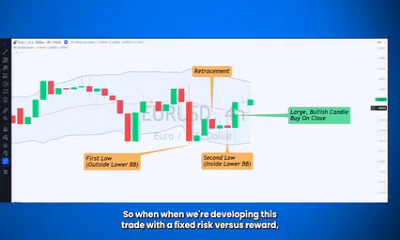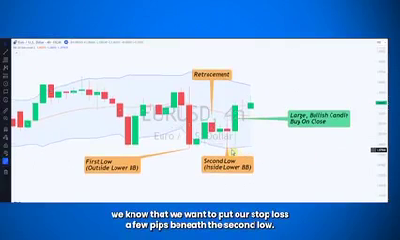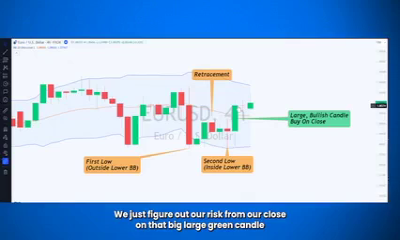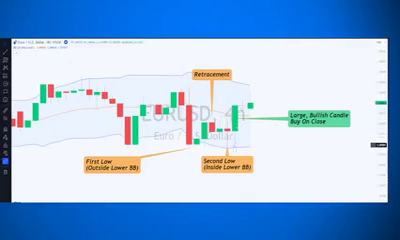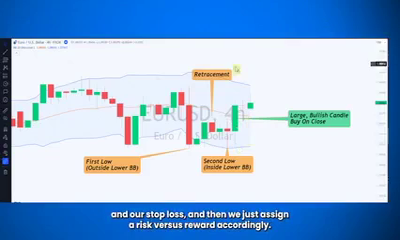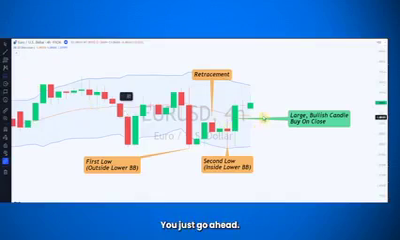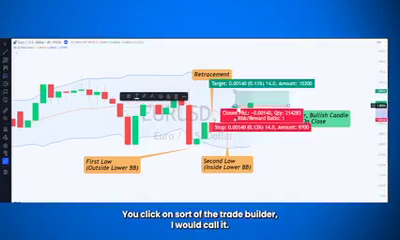So when we're developing this trade with a fixed risk versus reward, we know that we want to put our stop loss a few pips beneath the second low. We just figure out our risk from our close on that big, large green candle and our stop loss, and then we just assign a risk versus reward accordingly. In TradingView, this is a fantastic tool. You just go ahead and you click on sort of the trade builder, I would call it.